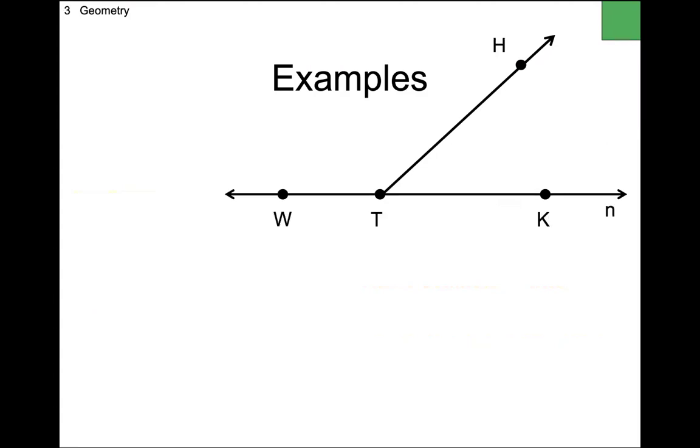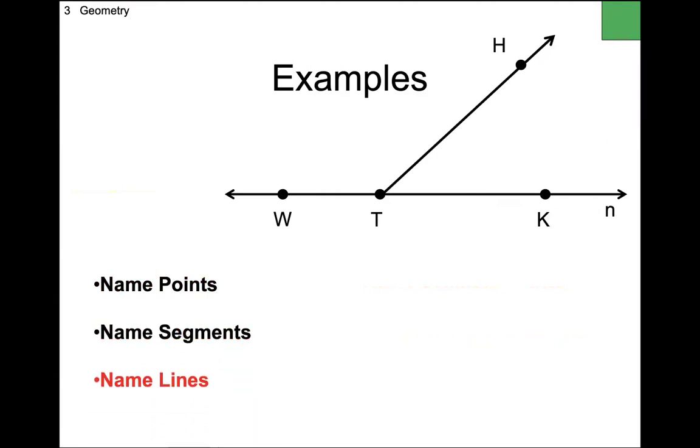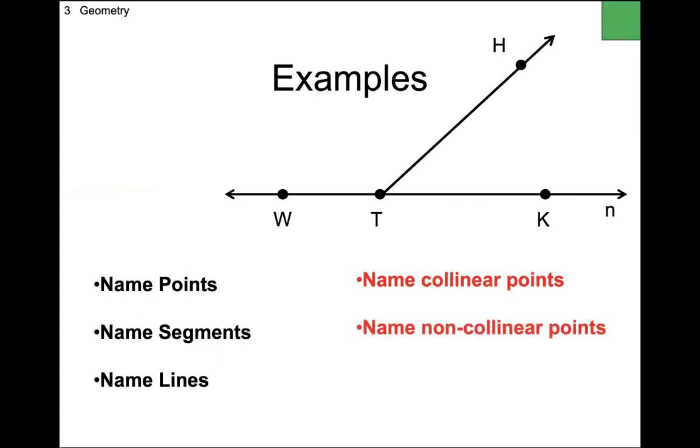All right, one more time or the last time. The points are, pause if you want to get the answers. The points are W, T, K, and H. The segments are WT, WK, TK, and TH. The lines, I'm just going to pick 2 points on the line, WT or line N. There are more options there. And then lastly, the collinear points are WTK, and the non-collinear points, I'm just going to name one of them, WTH. How about that?